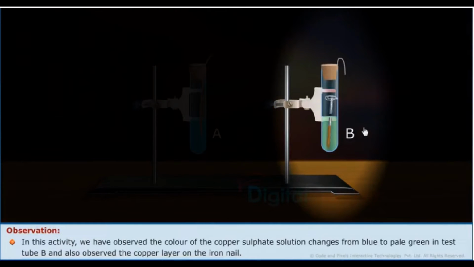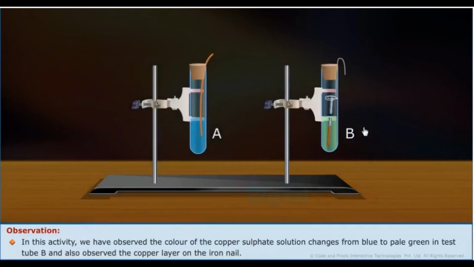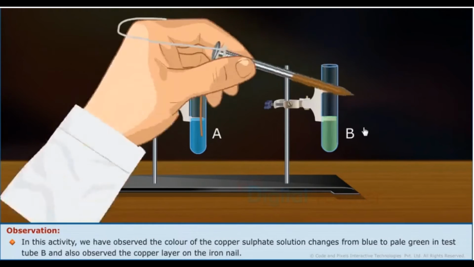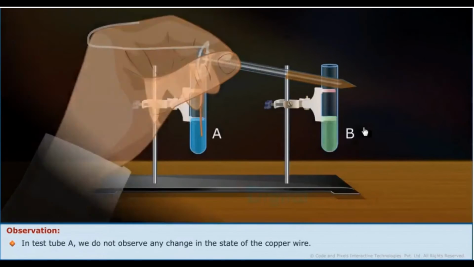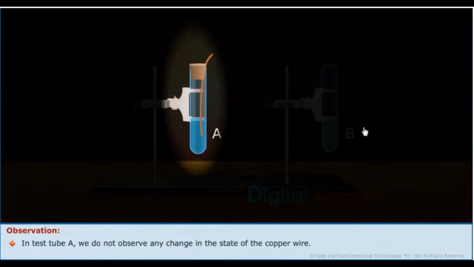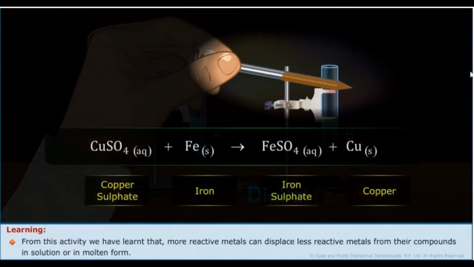In this activity, we have observed the color of the copper sulfate solution changes from blue to pale green in the test tube B, and also observed the copper layer on the iron nail. In test tube A, we do not observe any change in the state of the copper wire. From this activity, we have learned that more reactive metals can displace less reactive metals from their compounds in solution or in molten form. Copper sulfate plus iron gives rise to iron sulfate plus copper.